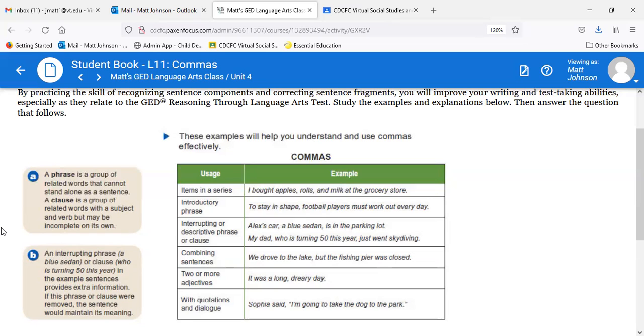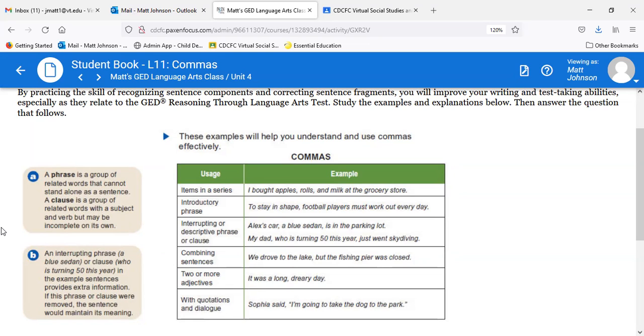You see, it adds additional information. Again, it's a supporting clause. It doesn't stand alone, but you can also have a complete sentence if you remove it. If I remove a blue sedan, I still have a complete sentence: Alex's car is in the parking lot, or my dad just went skydiving. But we're adding a little bit more information about Alex's car or my dad, and we're setting that off with commas.